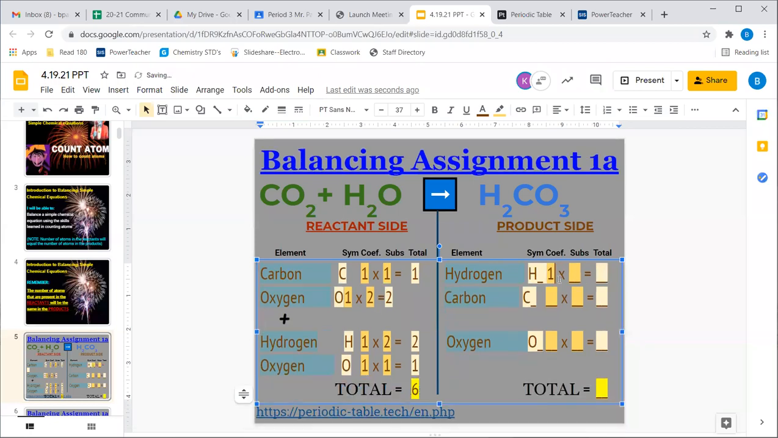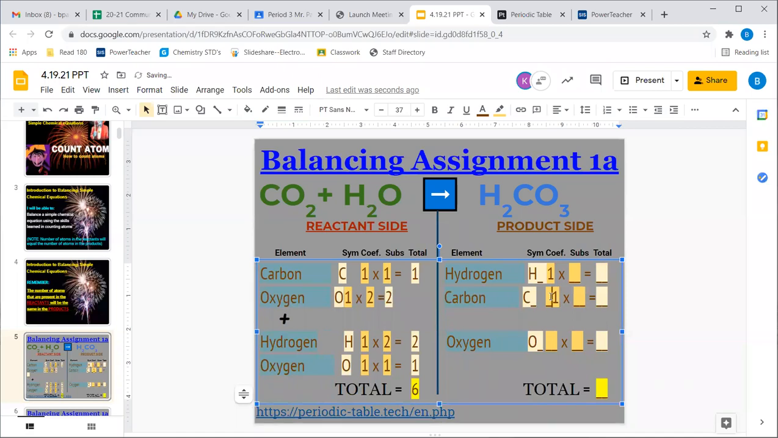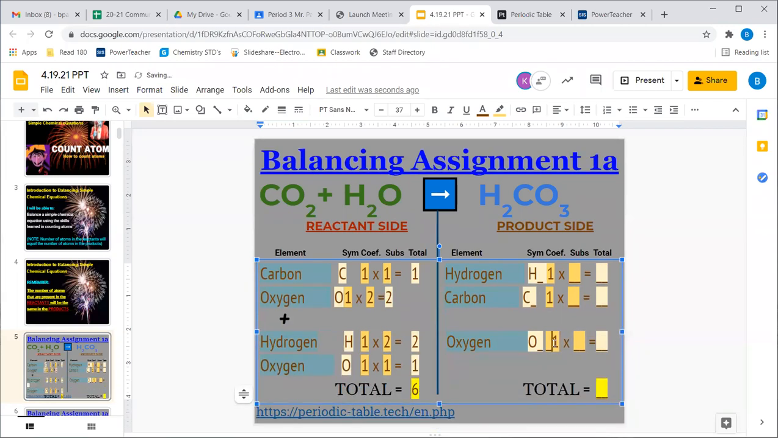How about carbon? 1. Yep. And how about oxygen? 1. There you go. I only hear a couple voices here, folks. We need to hear everybody. How about the subscript now for hydrogen? What is the subscript for hydrogen? 2. Yep.